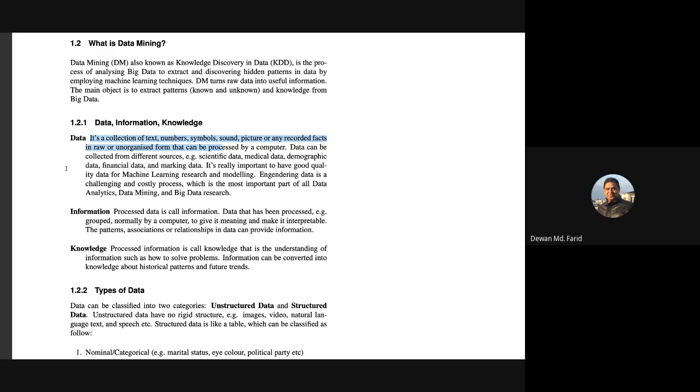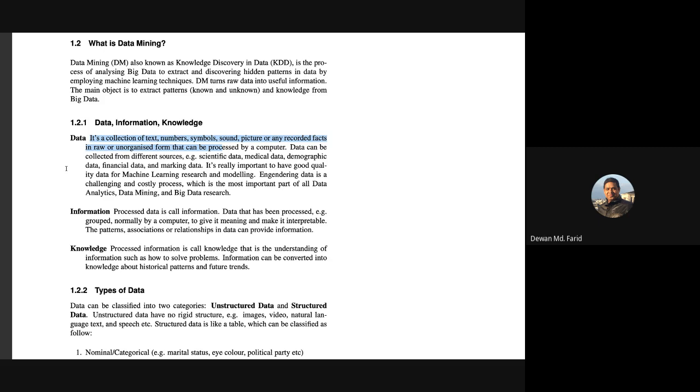Data can be collected from different sources. Data can be scientific data, medical data, demographic data, financial data, marketing data. We are surrounded by data. Even every day we are generating data. We are searching in Google, uploading pictures on Facebook, purchasing something online, making banking transactions. So every moment we are generating data.